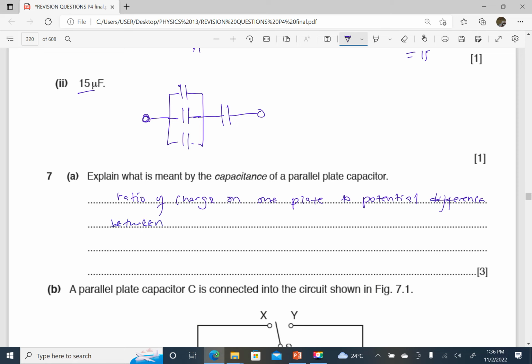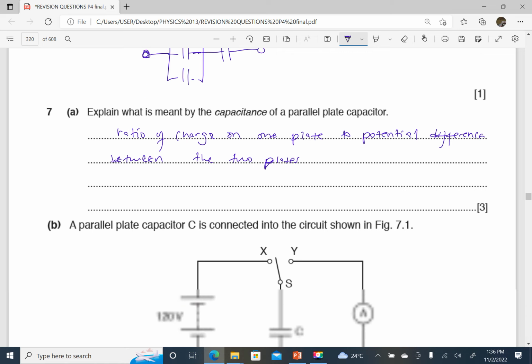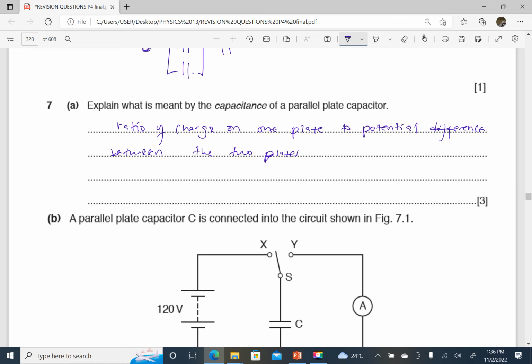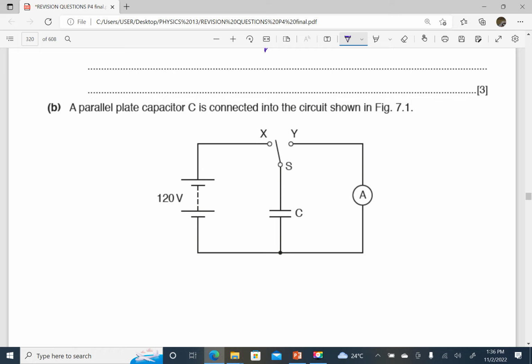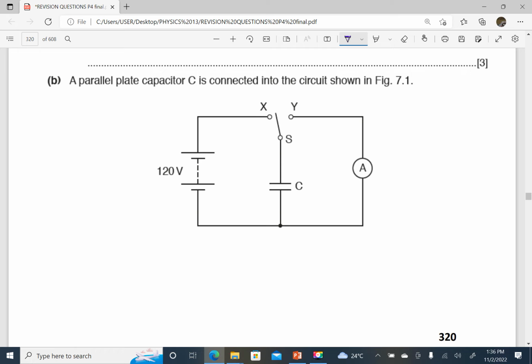The ratio of the charge on one plate to the potential difference between the two plates. That is the capacitance of a parallel plate capacitor. A parallel plate capacitor C is connected into the circuit as shown here. So look at the circuit.